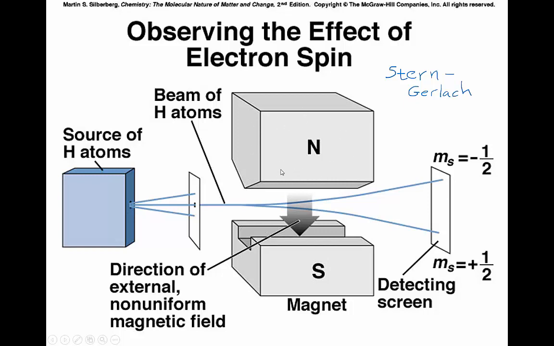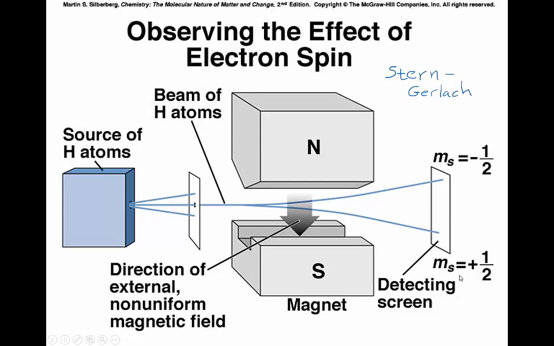So here's the north magnetic pole and the south magnetic pole, and it has this funny shape. And what was discovered is when you pass this beam of hydrogen atoms through, they get deflected in one of two places, and only two places. You get a spot up here at the top, and you get a spot down here at the bottom. There's no smearing out in between. So just two spots. That's a very interesting phenomenon.